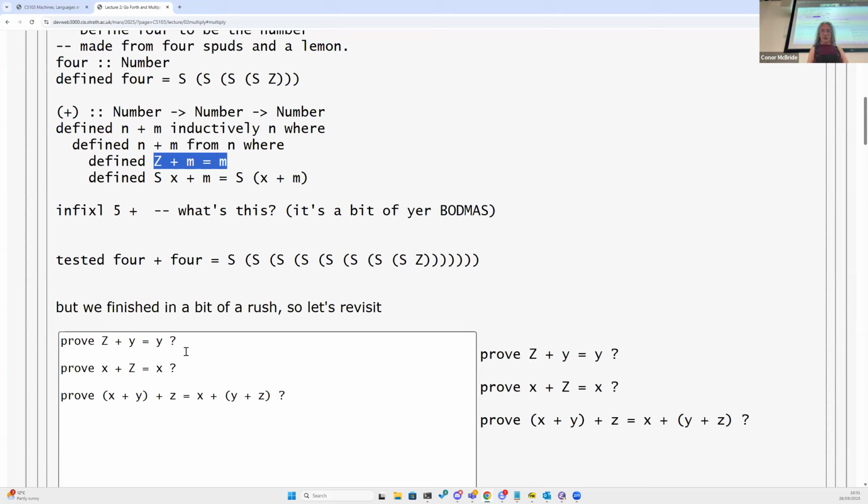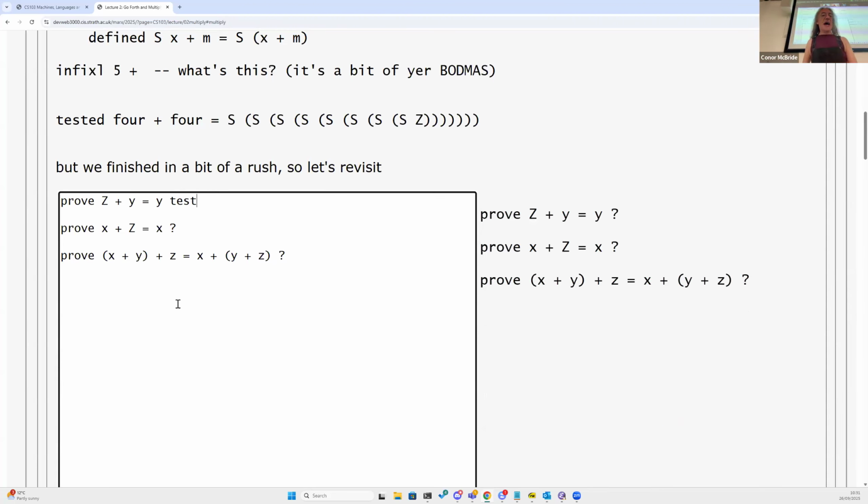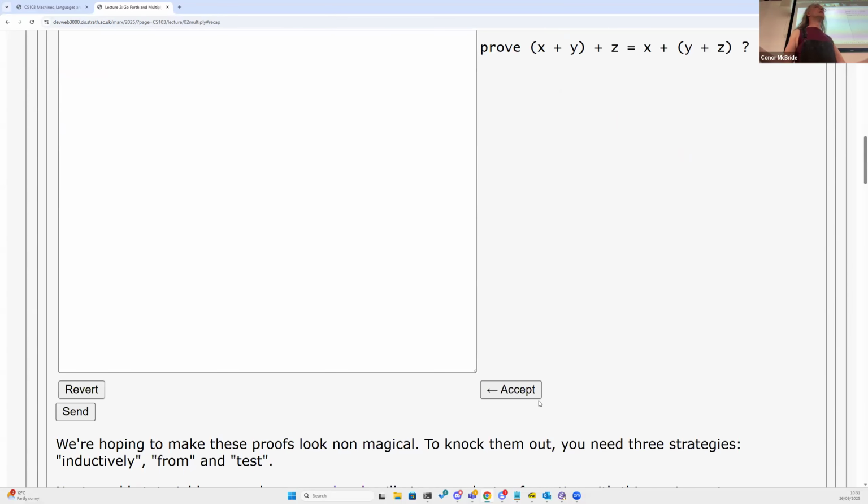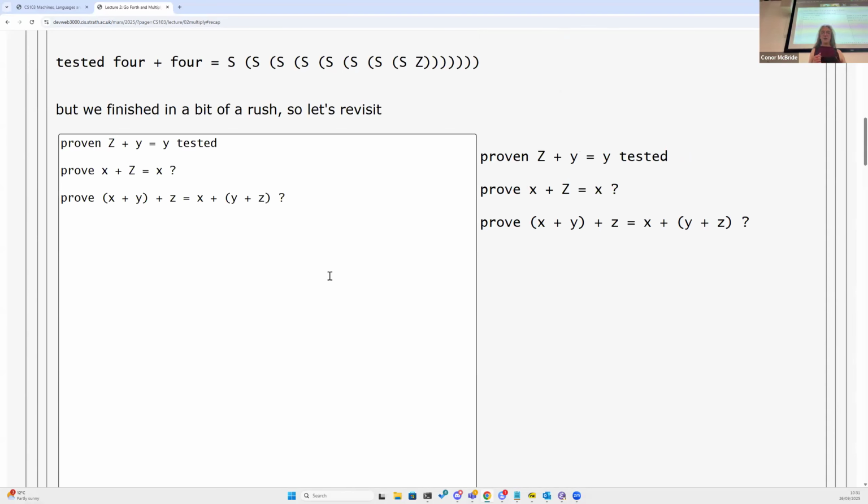So this should be true if you just test it. Test is a proof strategy, which means use the definitions to compute and see what that gives you. And here, we find that testing is enough to show the first equation. But testing is not enough to show that if you add something to 0, you get the something, because all ask knows is the definitions.